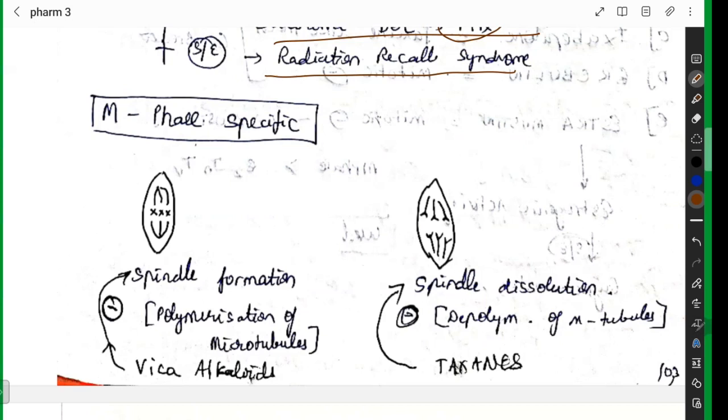Are you clear? Any doubt till now? If you have any doubt till now, post it in the chat box. I'll give you 1 minute time. Post it in the chat box, whatever doubt you have till now, because you're going to move towards the next one, M phase specific drugs. So now we are going to specifically see each and every phase of your cell cycle. We are going to inhibit specific phases of your cell cycle. Targeted drug therapy.